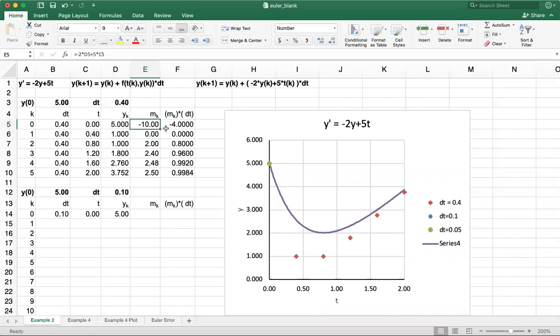Okay, so once I have that formula, I can copy and paste it all the way down. That gives me the formula. Are there any more questions?